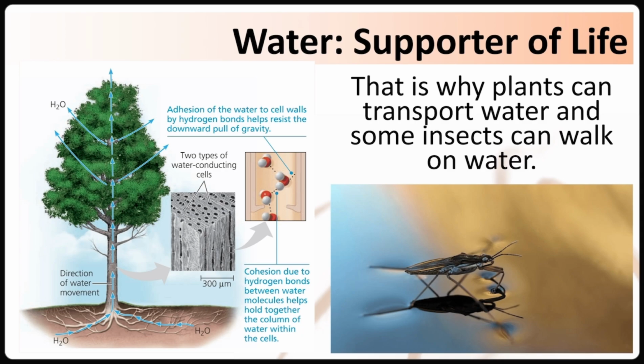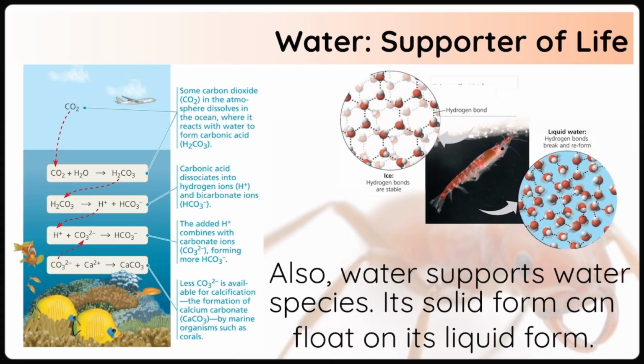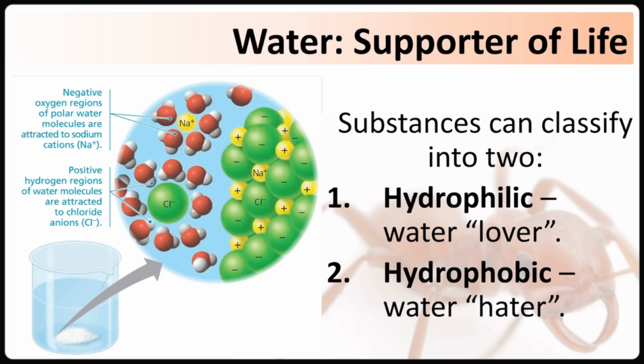Now, because of its molecular structure, plants can transport water and allow some insects to walk on water, as you can see in the picture. Water supports aquatic life because when carbon dioxide dissolves in it, it forms carbonic acid which helps regulate pH and maintain balance in aquatic ecosystems. Its solid form, ice, floats on liquid water, insulating the layers below and allowing organisms to survive even in freezing conditions.